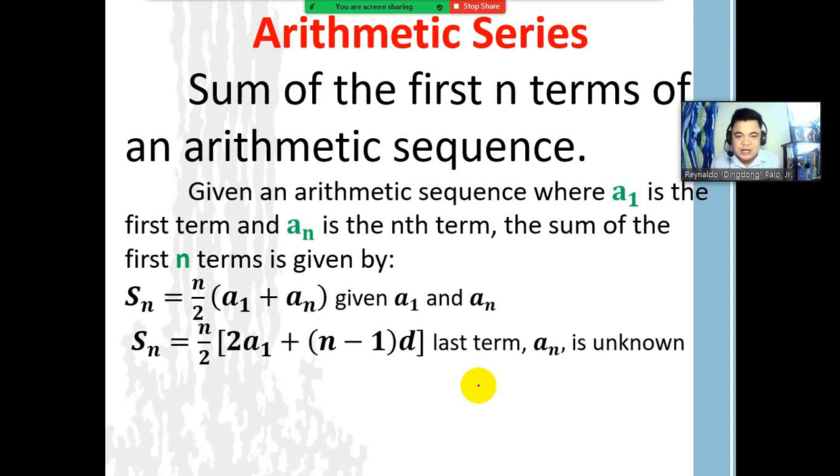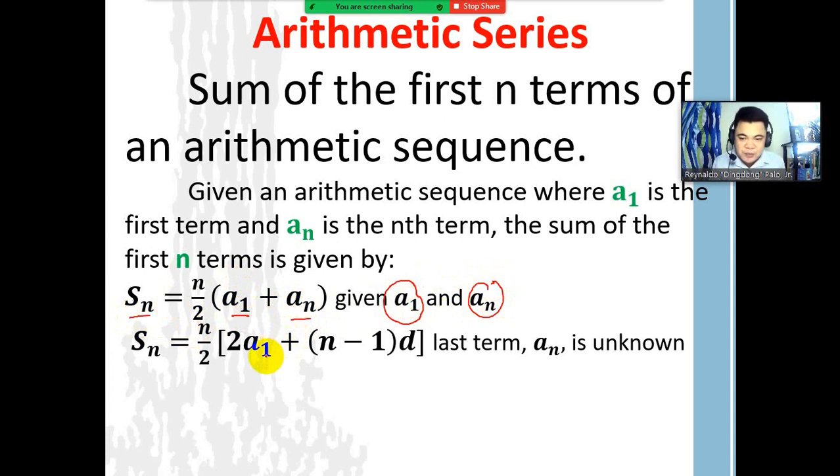Okay, so given an arithmetic sequence where a sub 1 is the first term and a sub n is the nth term or the last term, the sum of the first n terms is given by, okay, let's differentiate the two formulas. In the first formula, if you're given a sub 1 and a sub n, or the last term, you can use the simple formula s sub n equals n over 2 times the quantity a sub 1 plus a sub n. So we can only use this formula if the first term and the last term are given.